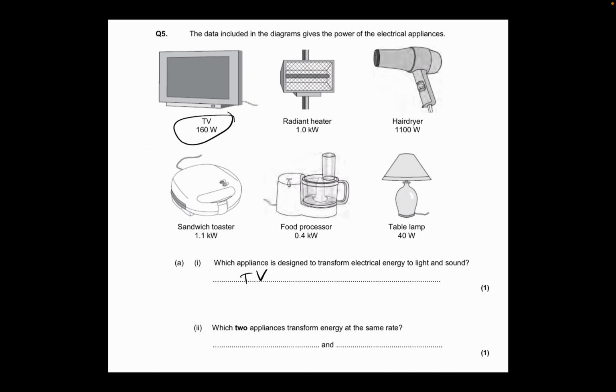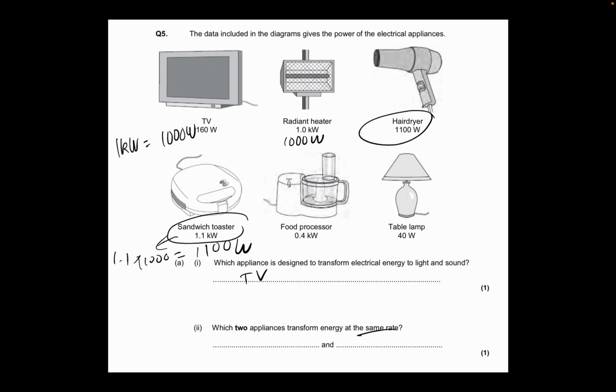Which two appliances transform energy at the same rate? This is more of a calculation question where you have to know that 1 kilowatt is equal to about 1,000 watts. So we're going to convert everything into watts. That's going to be the easiest. So 1.0 kilowatts equals 1,000 watts. For the radiator heater, 1.1 kilowatts, you're going to have 1.1 times 1,000, which gives you about 1,100 watts. And we know that the sandwich toaster and the hairdryer have the same number of watts.